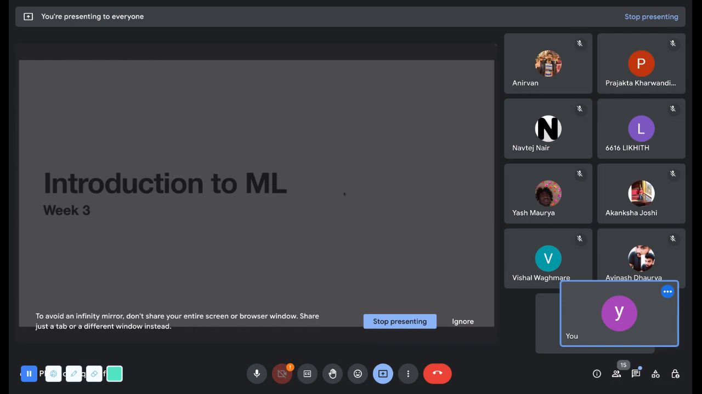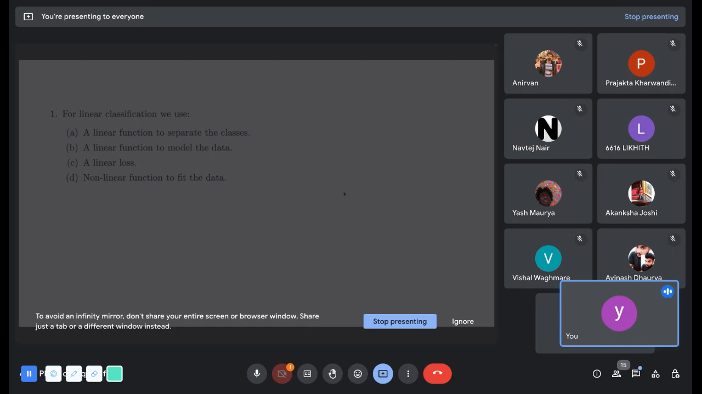Okay, so let's solve some problems. This is mostly based on classification and logistic regression. The first question is: for linear classification, what do we use? We have to answer with the most appropriate choice here.